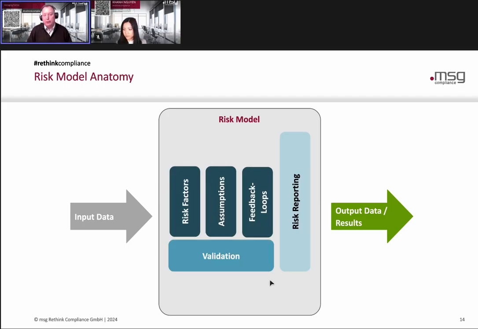So typically, what is common when discussing the risk model is, of course, that you have risk factors to think about. You have assumptions around those risk factors and the dependencies of those risks. And you bring in the feedback loops, the expert opinions, and so on. You have to make sure that you also validate the risk factors, the assumptions, the feedback loop. So you have a sort of validation layer, of course. And then somehow the result needs to be reported so that you can get an output of the model.